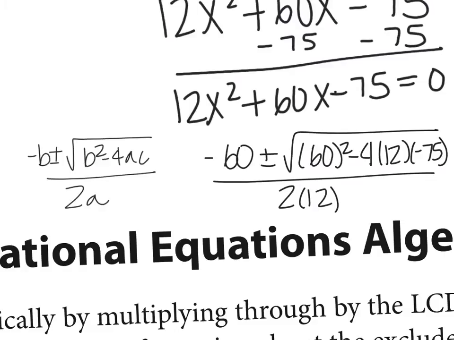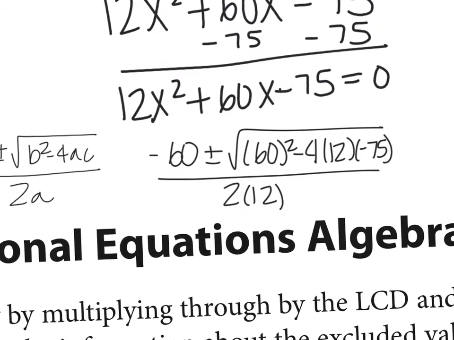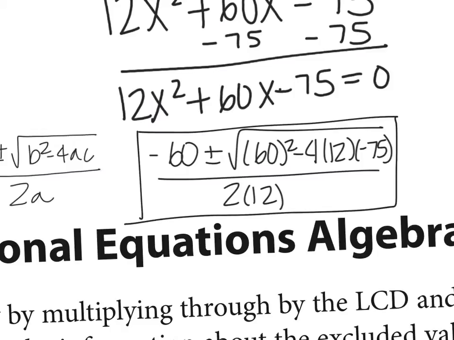As I said a second ago, this is going to give you some pretty nasty numbers. So if you would like to put it in the calculator and get an answer, you're more than welcome to, but we're going to leave it as is for now. So these would actually represent my two solutions. So this problem would have two answers.